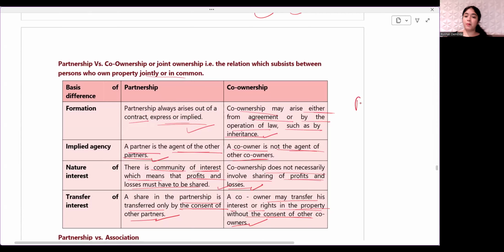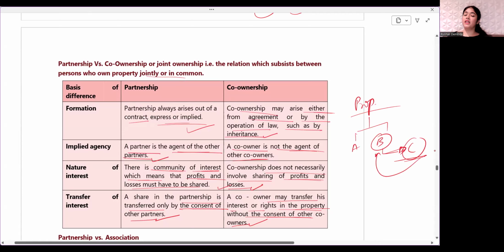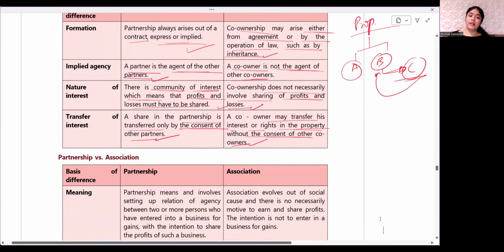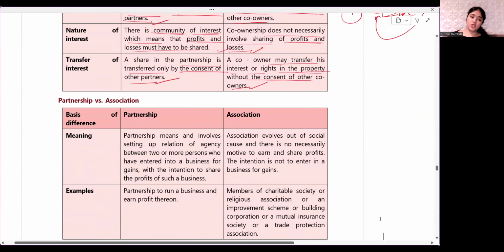If the property belongs to A and B, and B wants to give it in the name of his wife C, he can just do it. He can go and make an agreement in the name of his wife C, and say that this property now belongs to A and C, not A and B. Now A and C will be the owners. But in a partnership firm, you have to take the permission from all the partners. Now, partnership versus association.